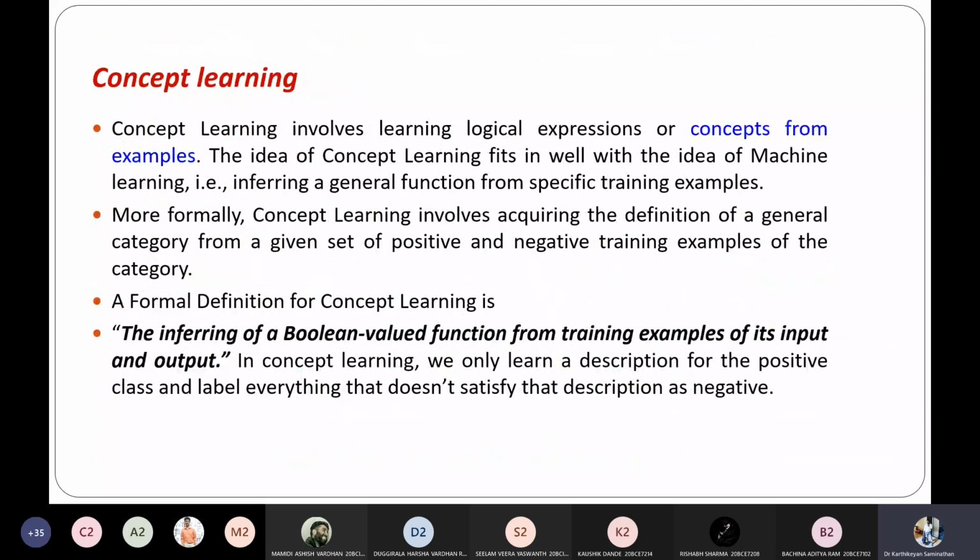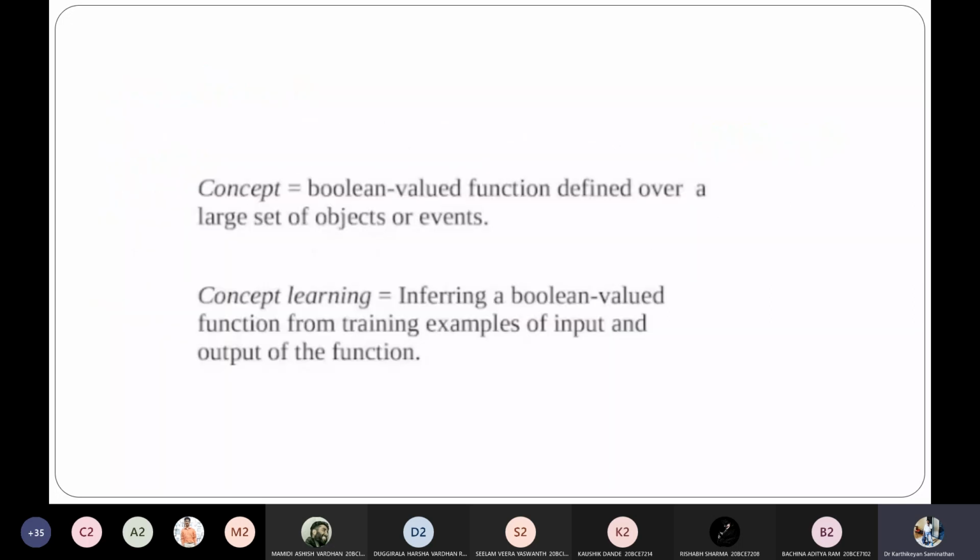Concept learning means we learn the concept from examples. Concept learning is inferring a Boolean valued function from the training examples of its input and output. Based on the input and output, we will infer the Boolean valued function, yes or no. A concept is nothing but a Boolean valued function defined over a large set of objects. Concept learning is nothing but inferring a Boolean valued function from the training examples of input and output of the function.